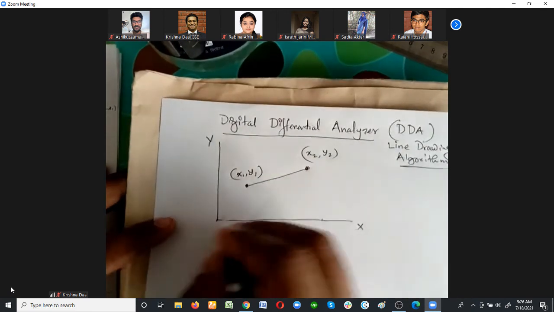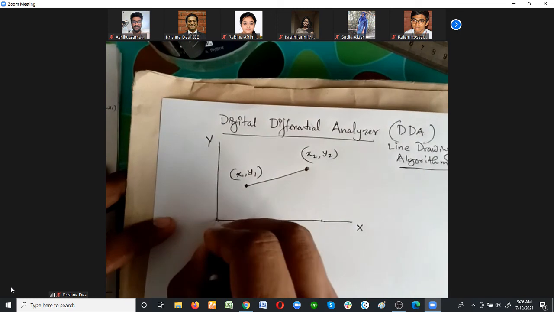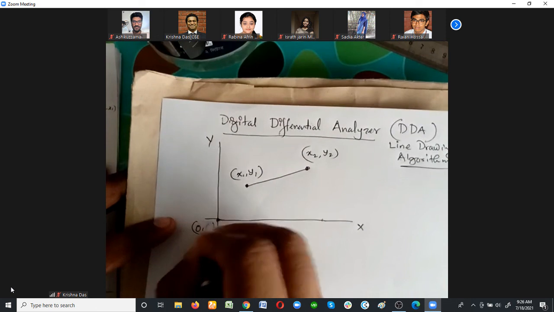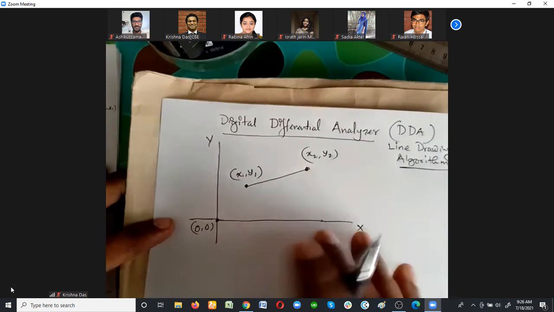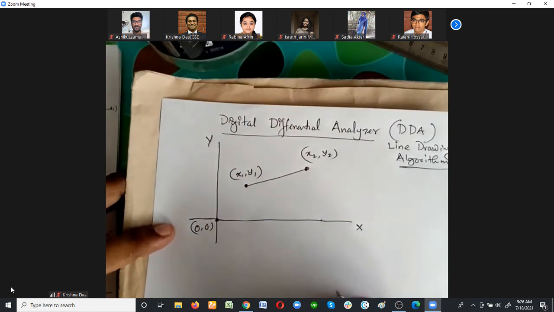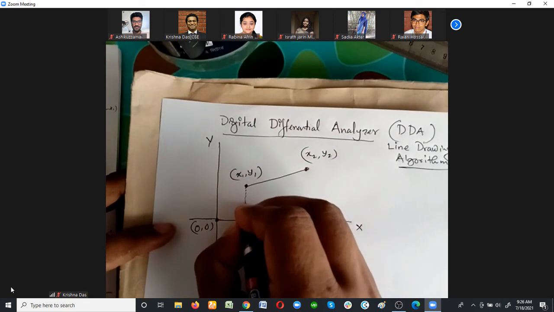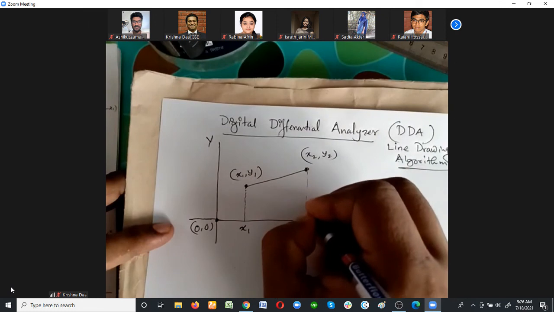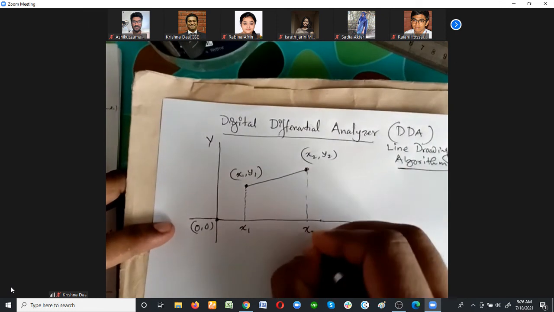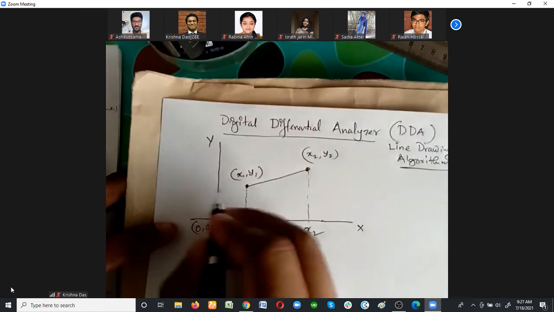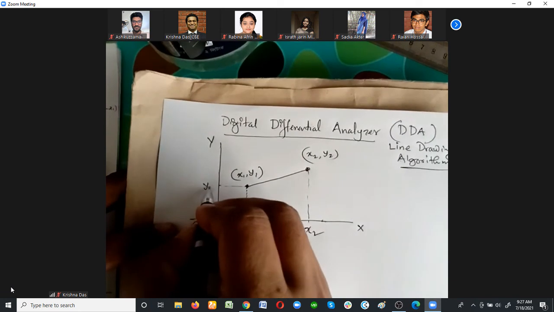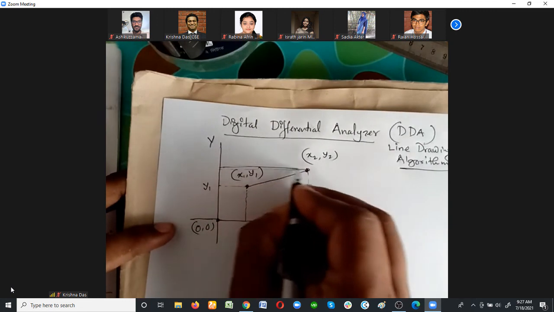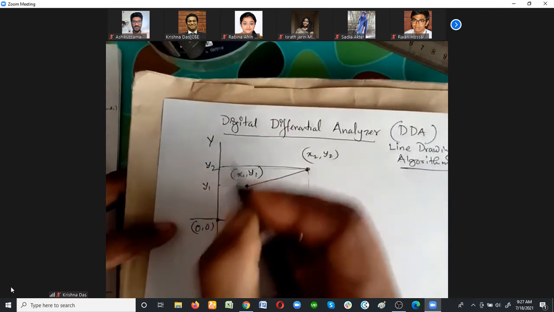Now what is x1 y1? This is our origin, 0 0, here. We are considering it as a graph. This is x1 as we know, and this is the x2 on the x coordinate. This is y1, and this is the y2.